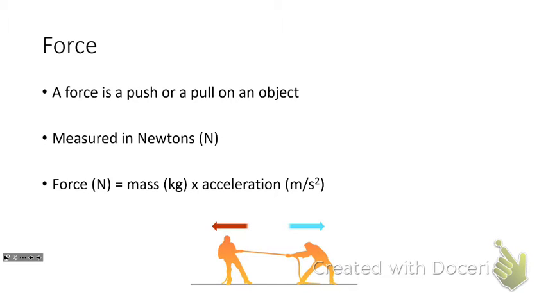So if I wanted to calculate my force here on Earth, I would multiply my mass by the acceleration due to gravity on Earth. Right? That's where we're at. Okay?